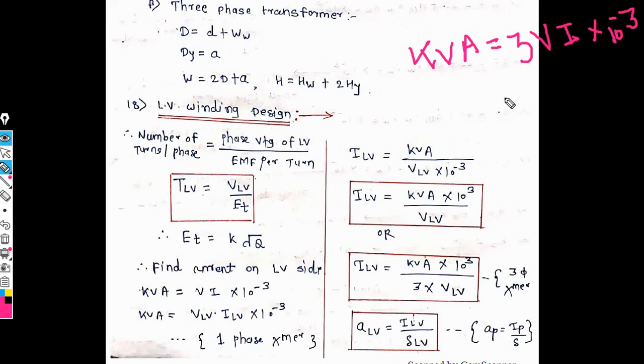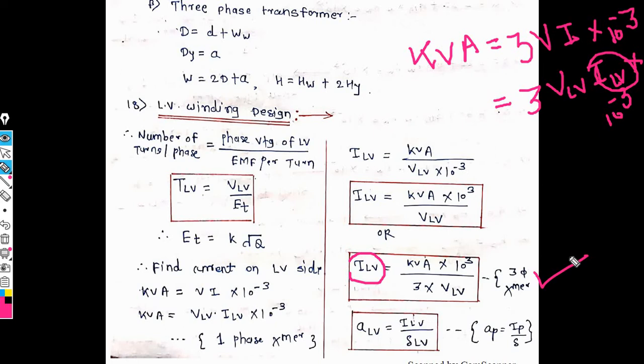Then 3 into low voltage winding voltage into ILV into 10 raised to minus 3. Now rearrange the equation for ILV, that is ILV is equal to KVA into 10 raised to 3 upon 3 into VLV. This is the formula of low voltage winding current in a 3 phase transformer.